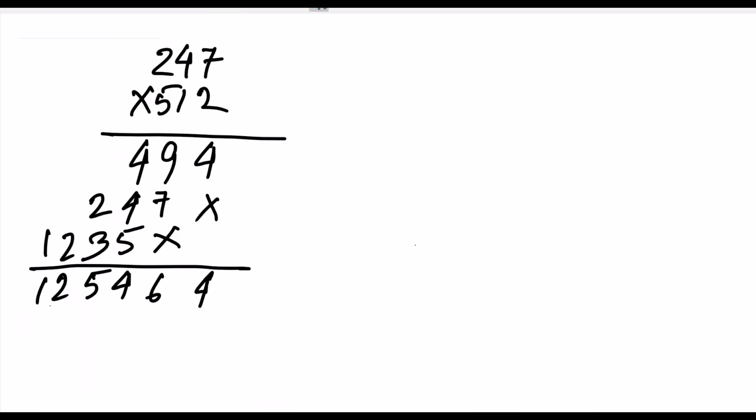Now let's say I want to verify whether this multiplication is correct or not. That is, whether 247 into 512 is indeed 125464 or not. So the first thing that we need to do is add up the digits of the multiplicand. Basically, in any multiplication, the number at the top is called the multiplicand, right?